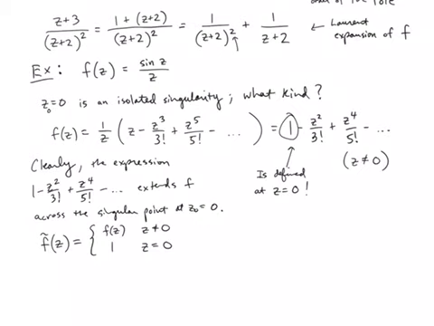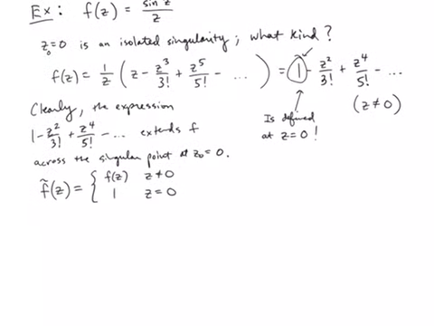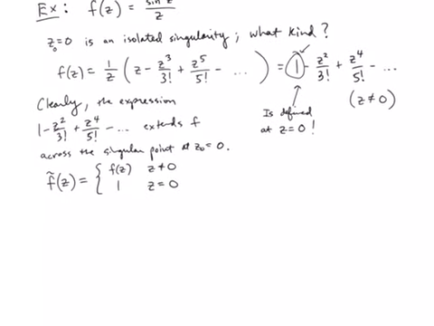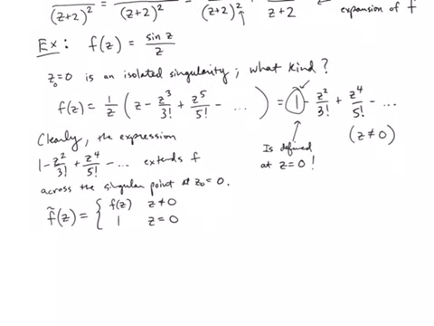And so the limit of f of z as z goes to z naught is clearly this 1 here, which you can read off from the power series. So this is definitely an isolated singularity. And so let's say this is part A.